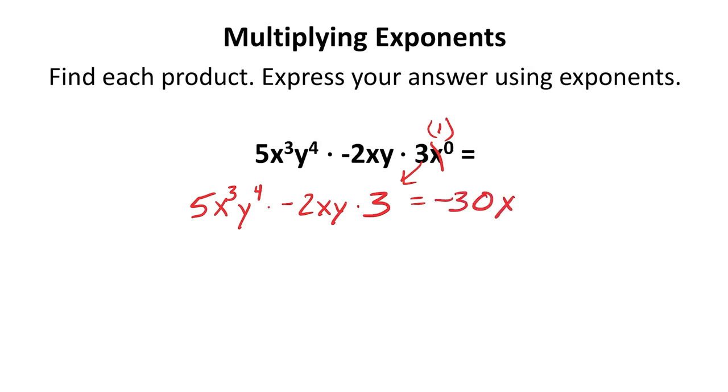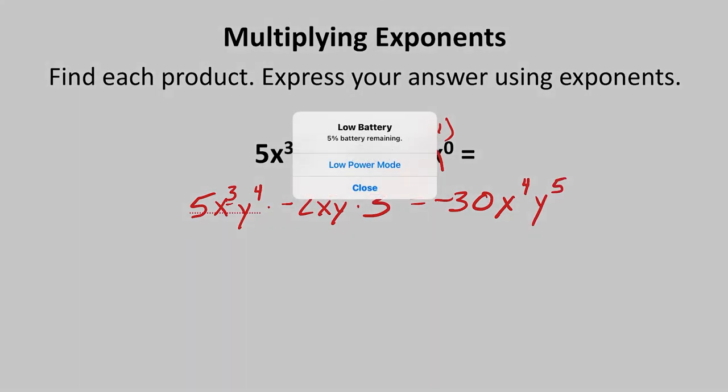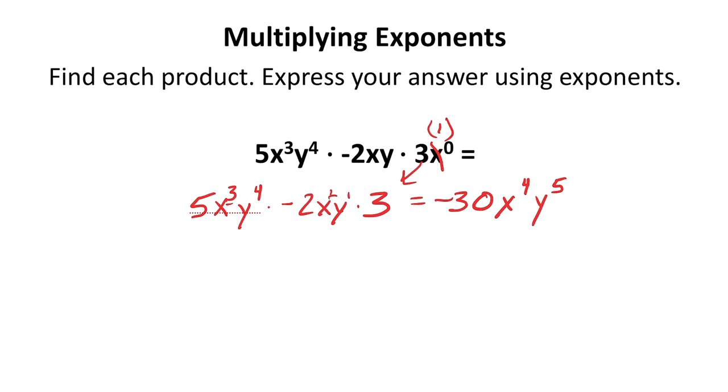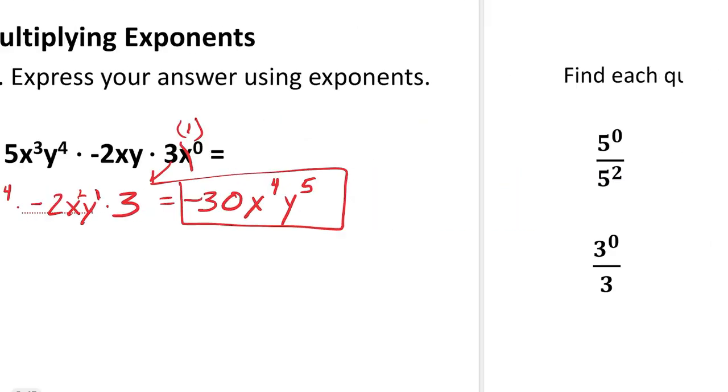Then we're going to add up all our x's. We've got 3 x's over here, 1 x here, so that's x to the 4th. Then add up the y's. I got 4 and 1 makes 5. Sorry about that. Anytime your letter doesn't have anything there, there's an invisible 1 right there. So this would be the answer to this one.